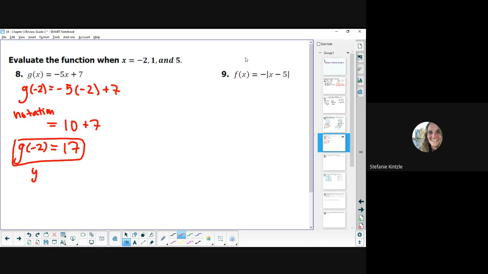Now, why couldn't I just say that y equals 17? You technically can. It's just this is function notation, and that's what I'm testing you on, and it's more specific. It's telling you that when I plug in the x value of -2, I get out the y value of 17. So it gives you more information. All right, let's plug in 1. g of 1 equals -5 times 1 plus 7. Well, -5 times 1 is -5, and 7 minus 5 is 2. So g of 1 equals 2.